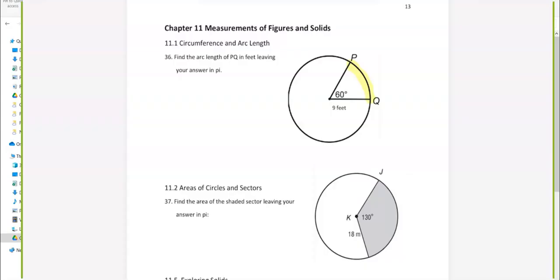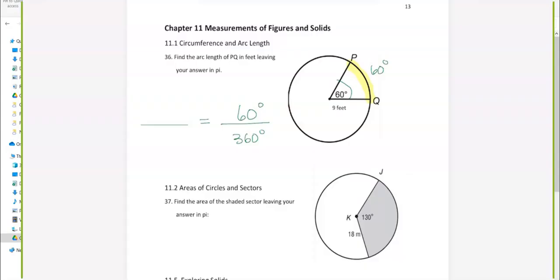So what I need to remember, and you have this formula in the back of this packet, but this is the setup. In the denominator, you have the degrees in a circle, and then on top of that, in the numerator, you have the degrees in the given arc. Remember, it's the same as the degrees in the central angle.